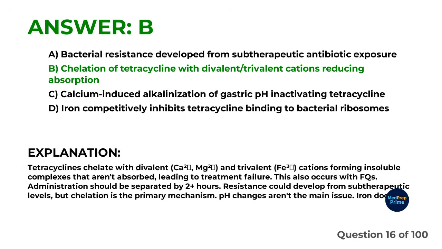Correct answer, B. Tetracyclines chelate with divalent Ca2+, Mg2+, and trivalent Fe3+ cations, forming insoluble complexes that aren't absorbed, leading to treatment failure. This also occurs with FQs. Administration should be separated by 2+ hours. Resistance could develop from subtherapeutic levels, but chelation is the primary mechanism. pH changes aren't the main issue. Iron doesn't compete at the site of action. The problem is GI absorption.